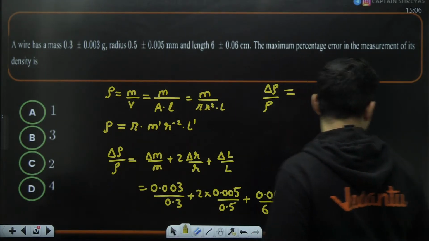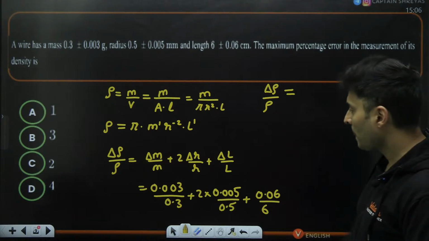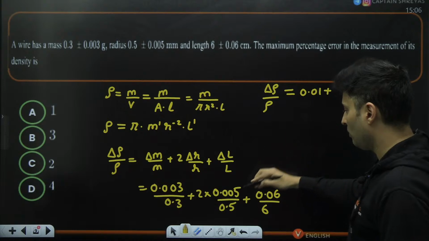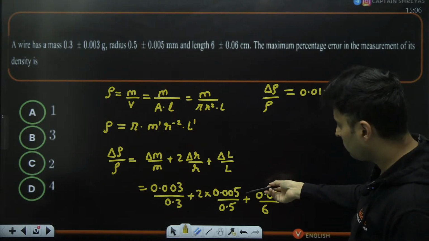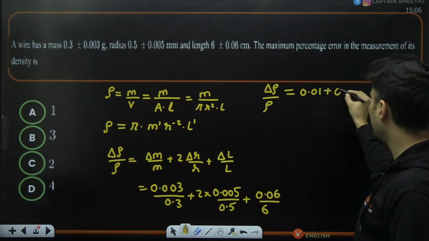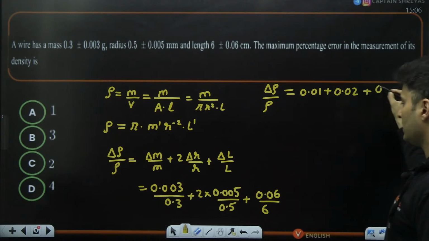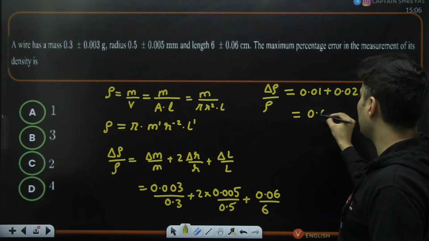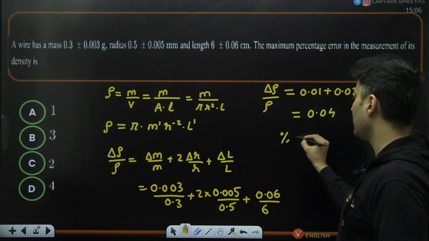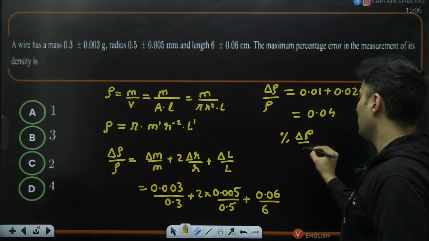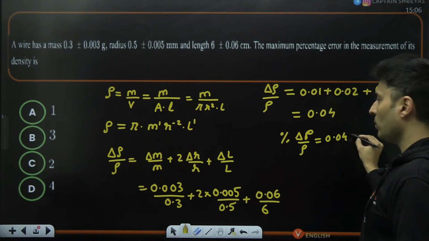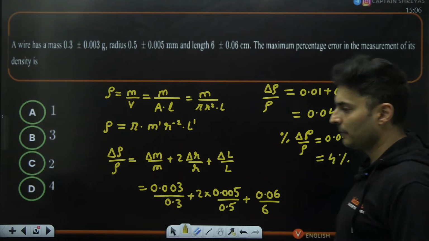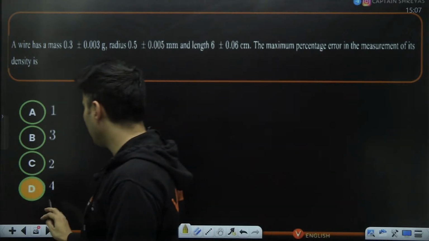Delta rho by rho. Come on, guys. So delta rho by rho. This is 0.01 plus, perfect, this is 0.02, and this is 0.01 again. So this will be 0.04, but percentage error in density will be whatever relative error you get, you multiply by 100. So this will be basically 4% error, which is option D.